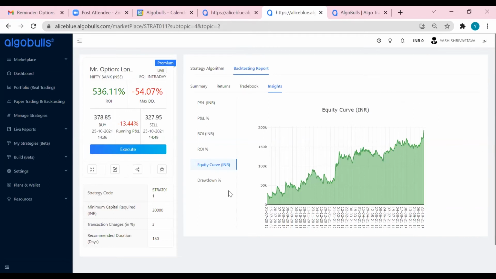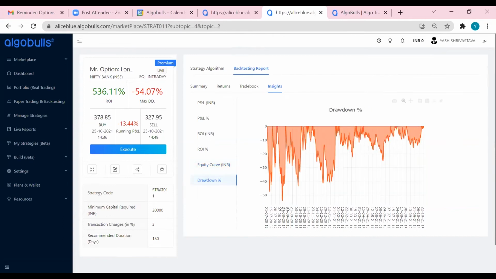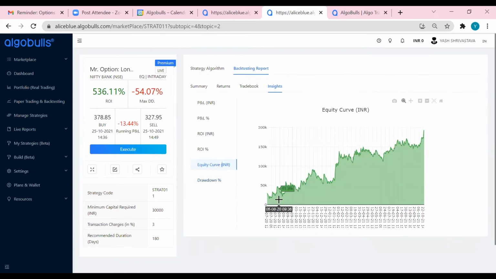So these are the kind of information you would get on our strategy. And on the last part, but not the least, you would find the maximum drawdown faced by the strategy, which was around minus 54%, which you could clearly see over here on the equity curve, which was this drawdown which is shown.